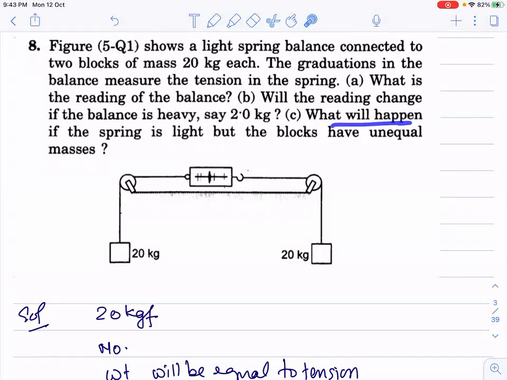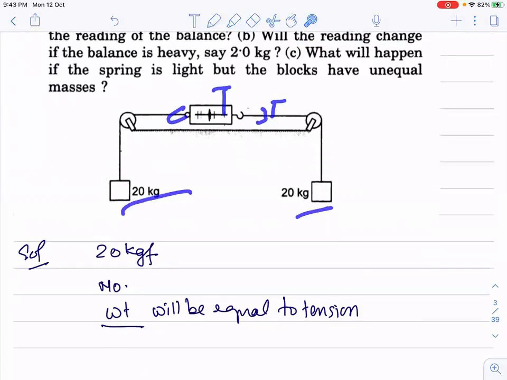Third one is, what will happen if the spring is light, but the blocks have unequal masses? The spring balance will move in a certain direction. So whatever the tension comes, that will be the reading depending upon the masses. The weight indicated will be equal to the tension. The reading will be according to the tension.